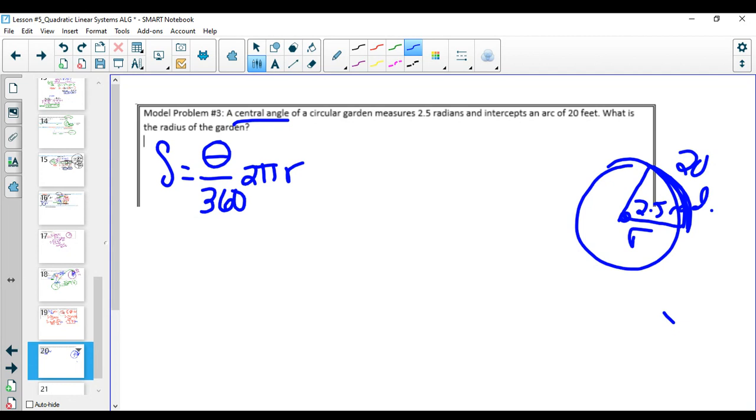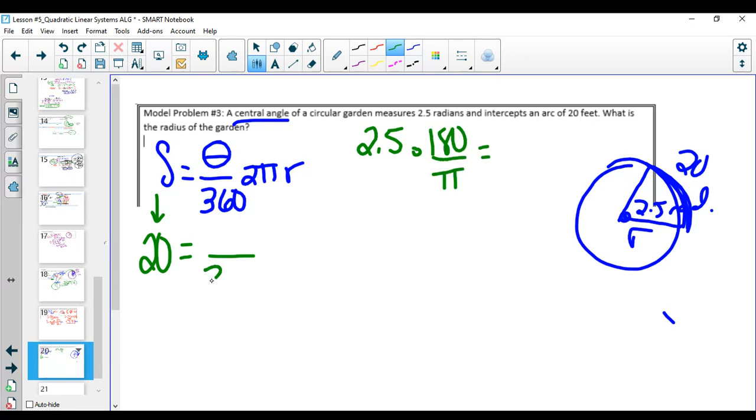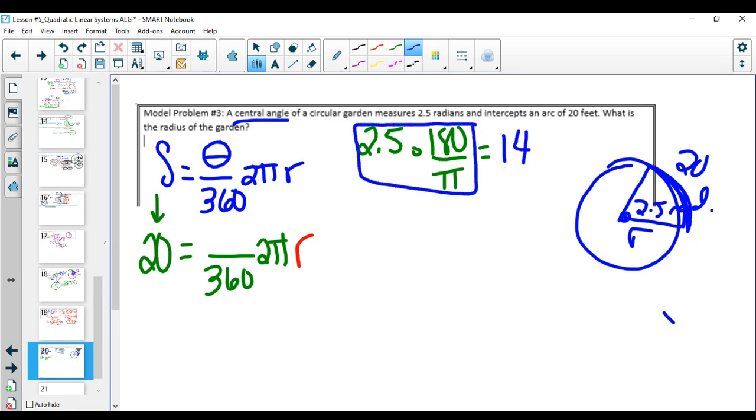We have S is 20. So for S, we're plugging in 20. Theta, we're going to figure out in a second. It's 2.5 radians, but we have to change radians into degrees by multiplying by 180 over pi. And then we're also going to just put in the rest of the formula, and we're looking for the variable r. Okay, so first we want to change this into degrees. If you put all this into the calculator, you will get 143.24 degrees. So that is now this angle.